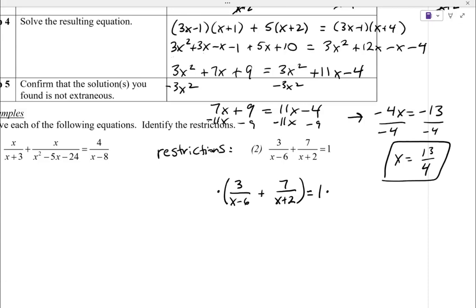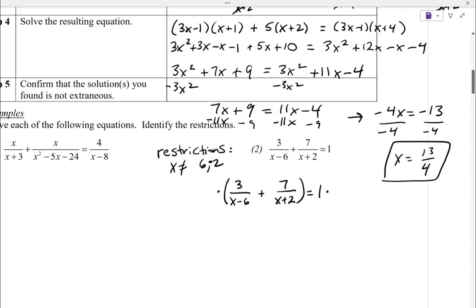What numbers can you not plug in for x? What are bad numbers? Yeah, can't plug 6 into this one, right? Because that'll make that 0. And can't plug in -2 into this one. Okay. Remember, again, we're identifying the restrictions because that'll help us see. Whoops, I did that backwards.